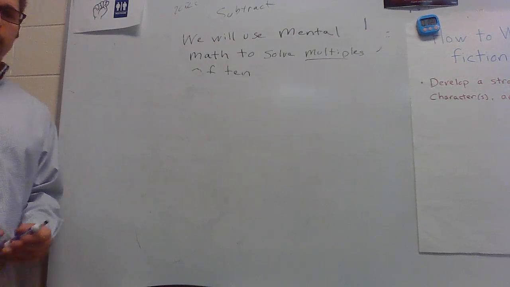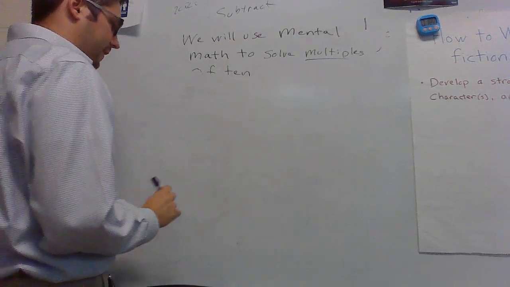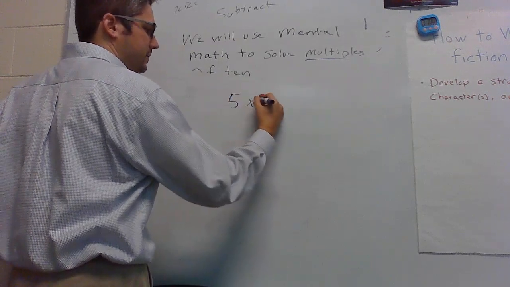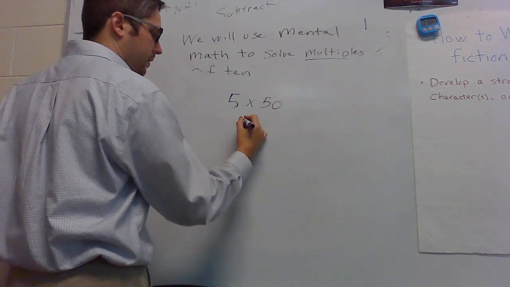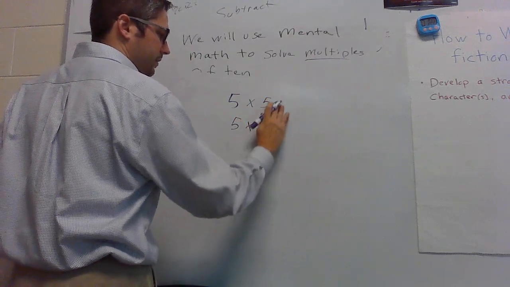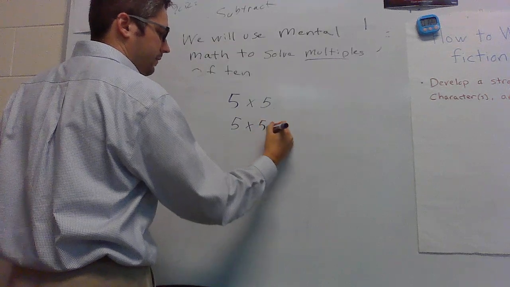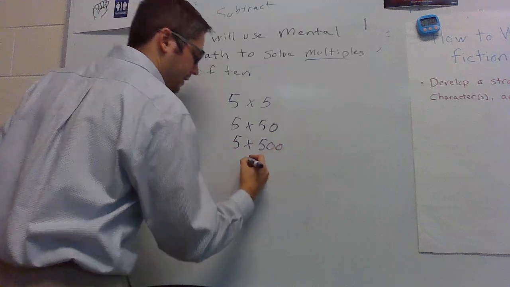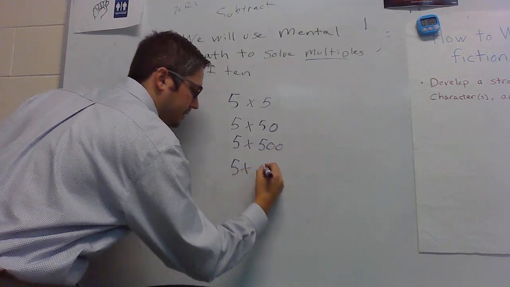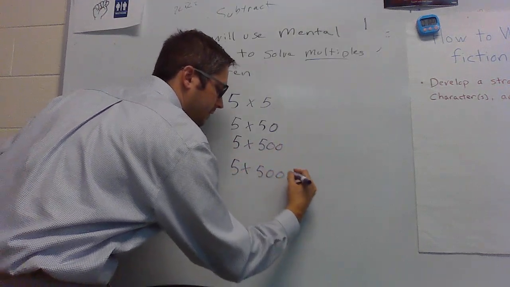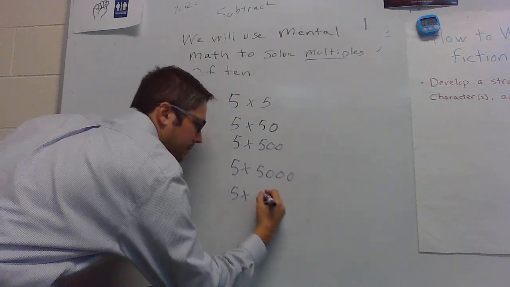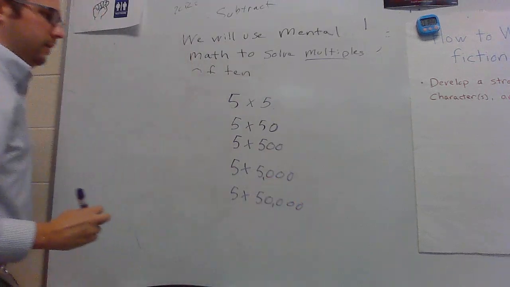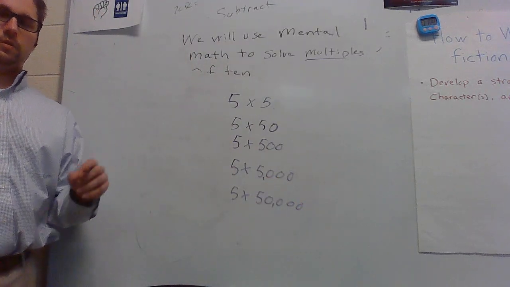So let's look at the pattern again. Let's go with a basic fact first. Let's do 5 times 5. Then 5 times 50, 5 times 500, 5 times 5,000, 5 times 50,000. So start with the pattern, use the root fact.